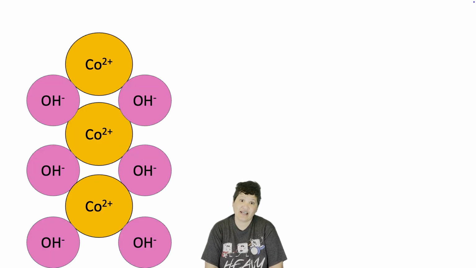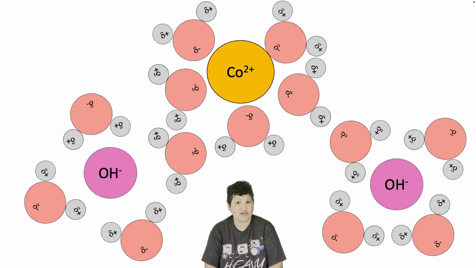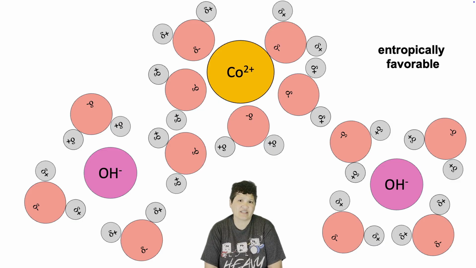Here's something that you might not have thought about with regard to ionic compounds. Solid ionic compounds will have a nice, orderly crystal structure, whereas those same ions, when solvated by water molecules, are highly disordered. In other words, the dissolution of an ionic compound is entropically favorable. That's one of the reasons it happens.